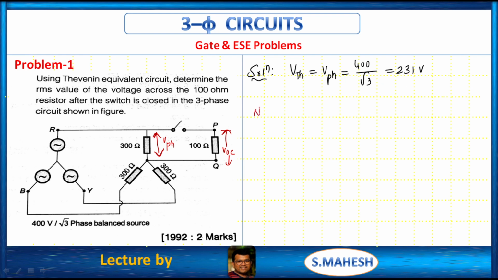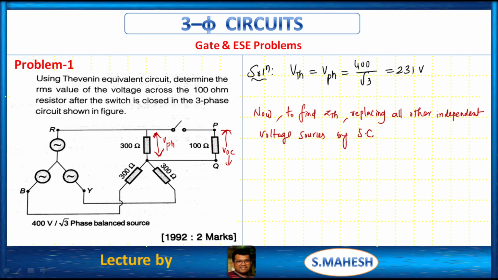Now to find ZTH, replacing all other independent voltage sources by short circuit, right? We all know that to calculate equivalent resistance we have to replace all other independent sources by their internal resistances. Here we have voltage sources, therefore we have to replace them by short circuit, right?